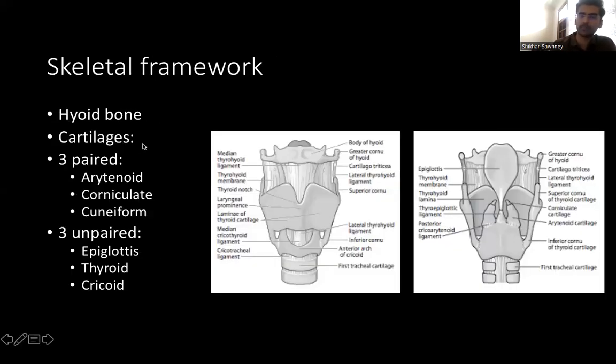So larynx is formed by the hyoid bone and 3 paired and 3 unpaired cartilages. The hyoid bone is located in the superior part of the larynx, and from this, the rest of the larynx is suspended into the neck. This hyoid bone has a greater horn and the lesser horn, and it provides attachment to various suprahyoid and infrahyoid musculature. The 3 paired cartilages include the arytenoid cartilages, the corniculate and the cuneiform cartilages, while the 3 unpaired cartilages include the epiglottis, the thyroid, and the cricoid cartilage.